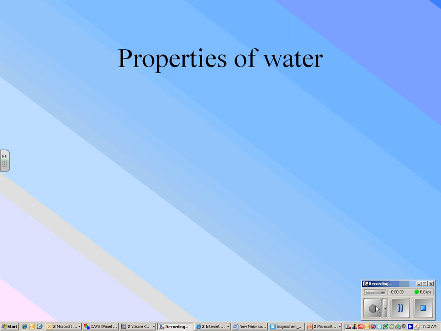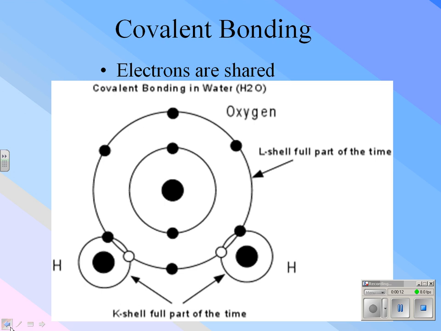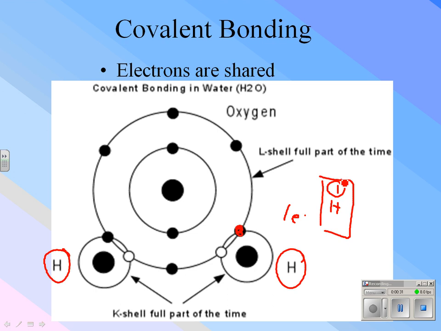Okay, this discussion is properties of water. Now, if you remember from our PowerPoint a couple times ago, water is our example when we talk about covalent bonding, that this hydrogen atom and this hydrogen atom each have one electron. How do we know that? Because if we look at the hydrogen in the periodic table, it has one proton and one electron. Here's its proton, here's its electron.